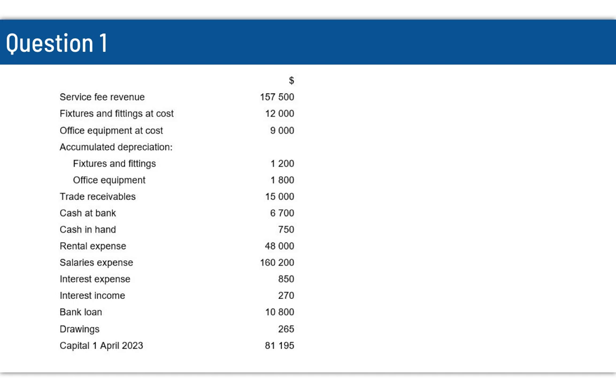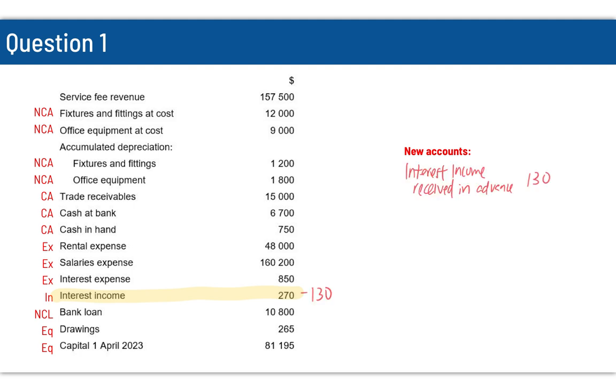For financial statements, the first step is to label all the accounts into their respective categories. For the first adjustment, 130 of interest income has been received in advance. So we received the money but have not earned the income yet. So we're going to minus 130 from our interest income. And at the same time, we're going to create interest income received in advance. So this income, we have to fulfill this service in the future. So it is a current liability.